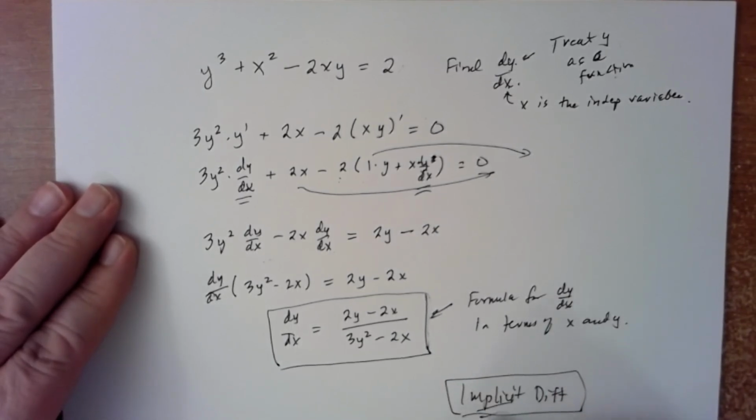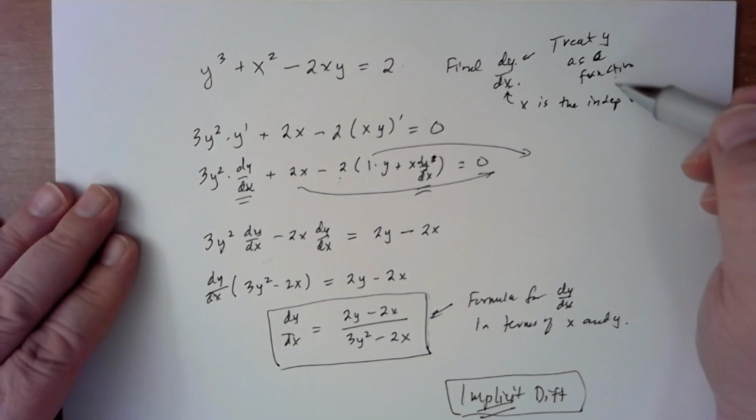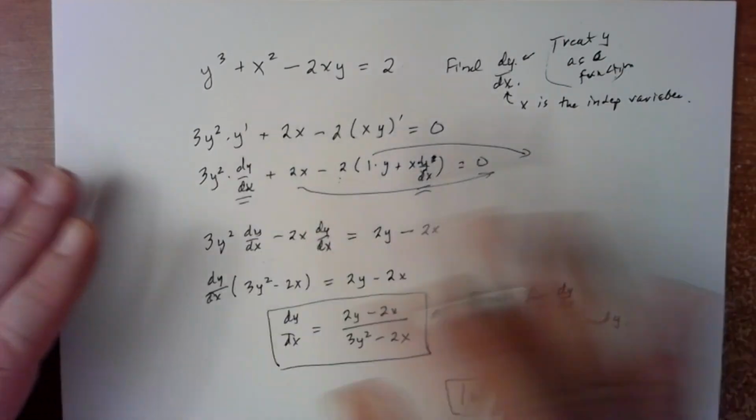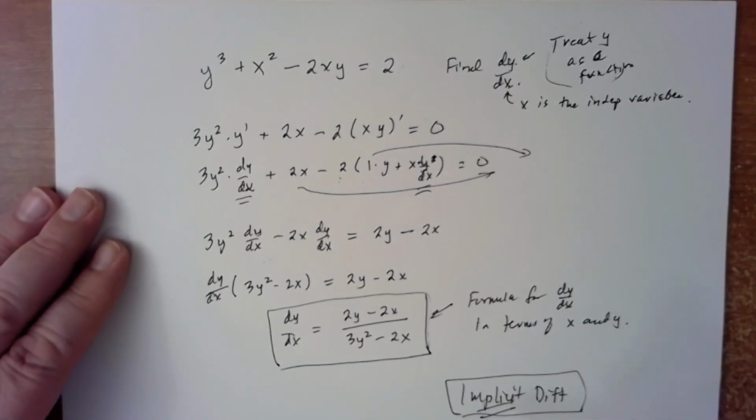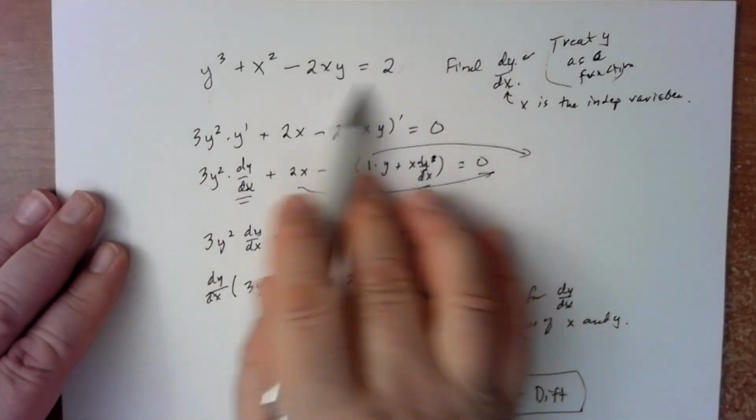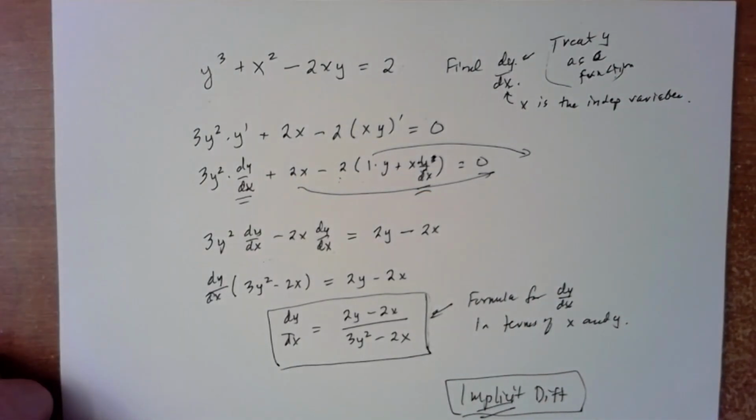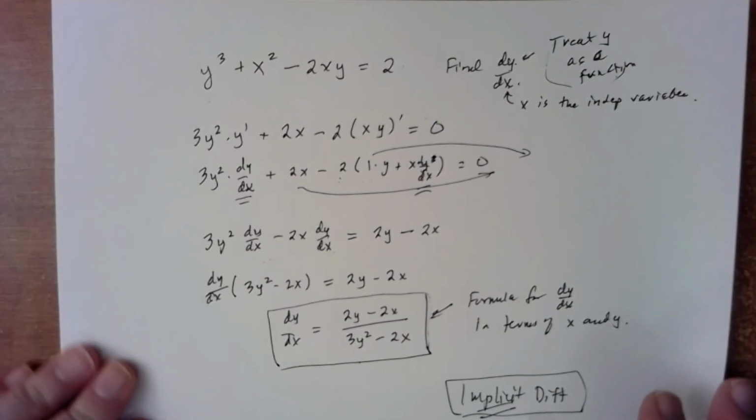The word implicit means that you're implicitly treating y as a function of x. Y is not solved in terms of x. Okay, so this is an implicit description of y as a function of x. Good, and I was able to find my derivative. Good, let's try another example before we end this video.